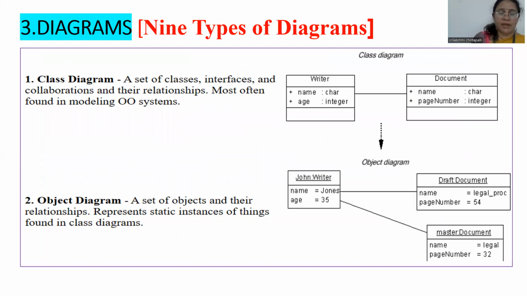Then we have 9 types of diagrams. The first one is the class diagram, which I already said. It has 3 compartments. And then we have object diagram. Difference between class and object is, class will tell name and age. Object is an instance of class. So very specifically, name means it will tell it is Jones. Age means it will tell exactly it is 35.